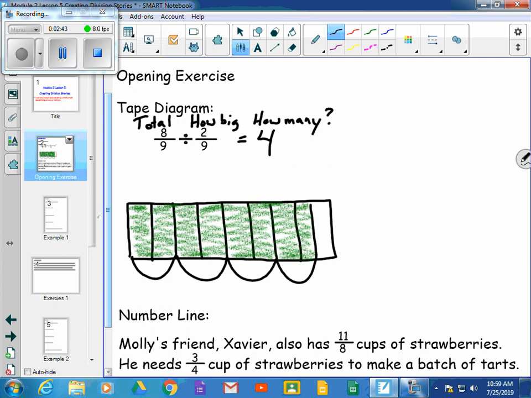Now, we could have solved that by using the keep it, change it, flip it method. We would have 8/9 times 9/2. You would reduce diagonally, and then multiply straight across. You get 4/1, which is 4. I could have also taken the shortcut, because if you remember from earlier lessons, if we've got the same denominators, you can just divide the numerators. 8 divided by 2 gives us 4.